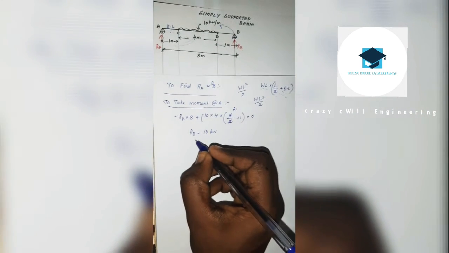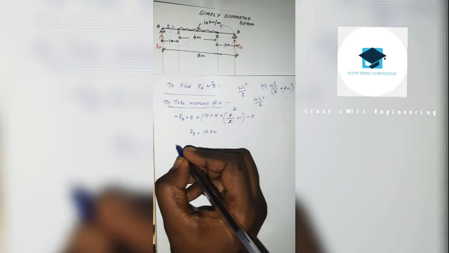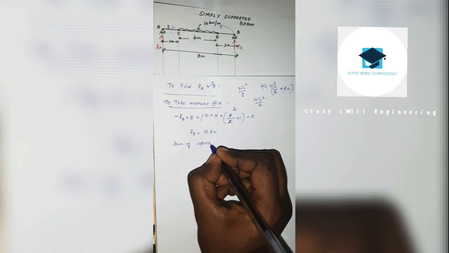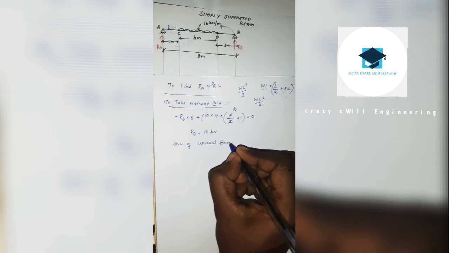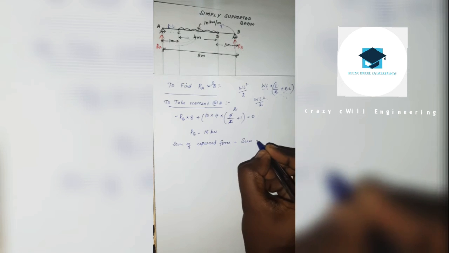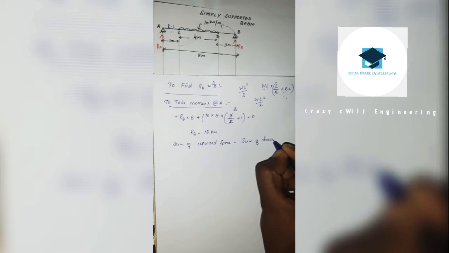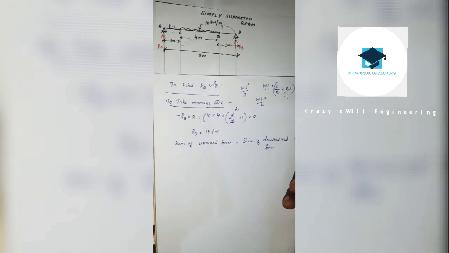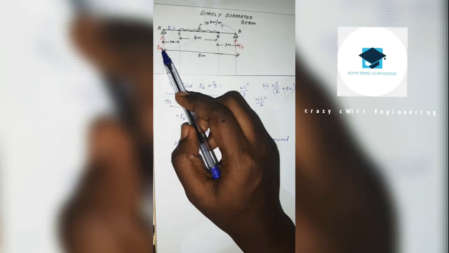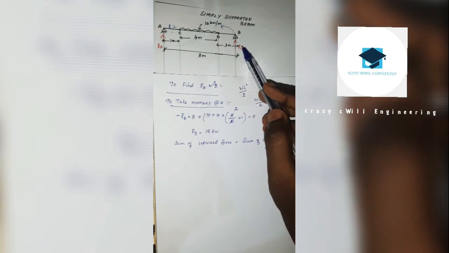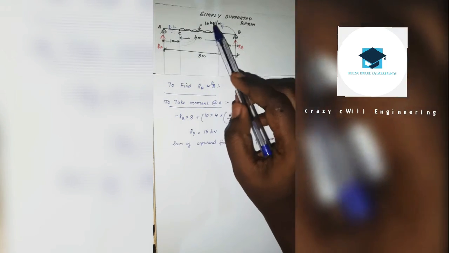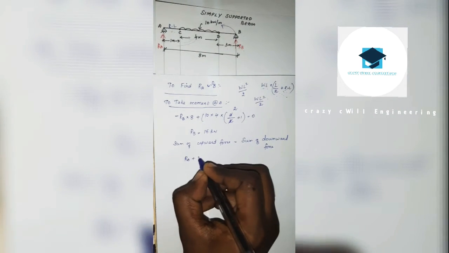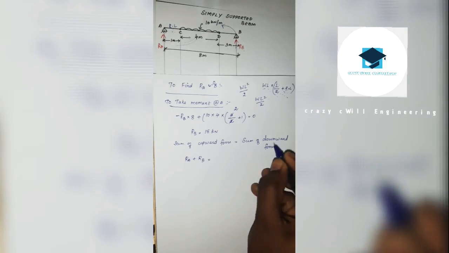Okay. Next we have to find RA. For RA, we write the formula as sum of upward force equal to sum of downward force. What forces are acting upward here? RA is acting upward, RB is acting upward, but the UDL is acting downward. These two are upward forces and this is a downward force. So write it as RA plus RB equal to sum of downward force.